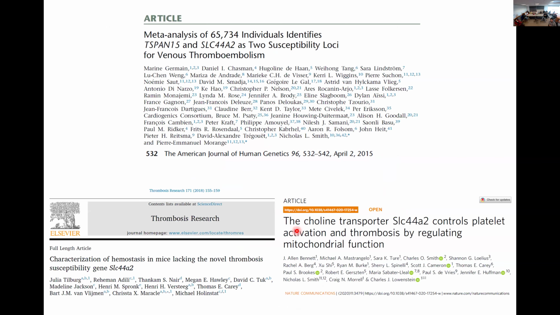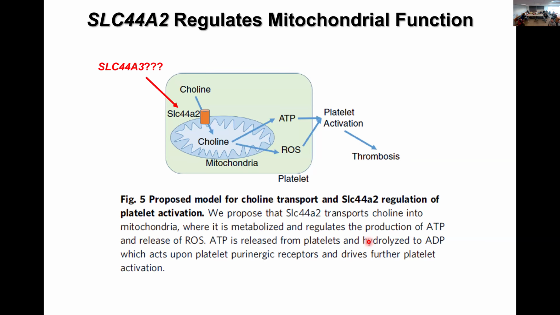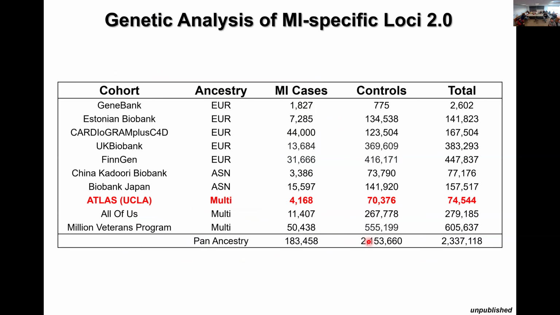Okay, and this is the data from the various papers showing that SLC44A2 is in fact functionally validated for venous thrombosis, because when they knocked out 44A2, the mouse had decreased thrombosis. So we could model our SLC44A3 studies on these papers that characterize SLC44A2. So we have some sort of biological insight that we could pursue. Okay, I'm going to skip that real fast because I want to get to this. So that was the first foray that we had into looking at MI-specific loci.